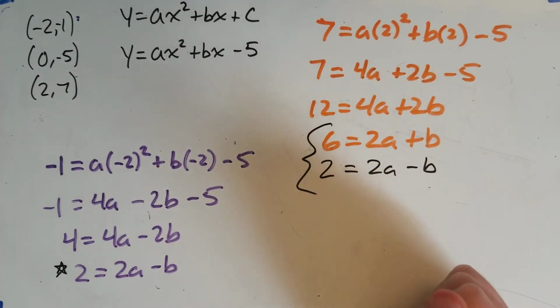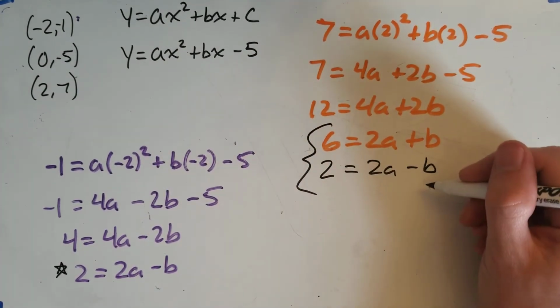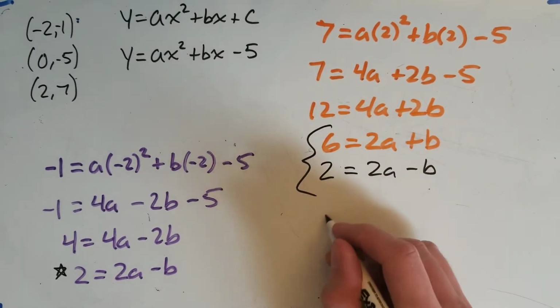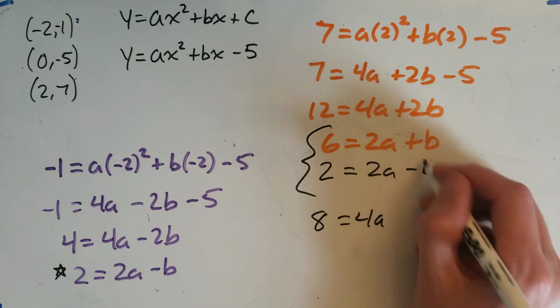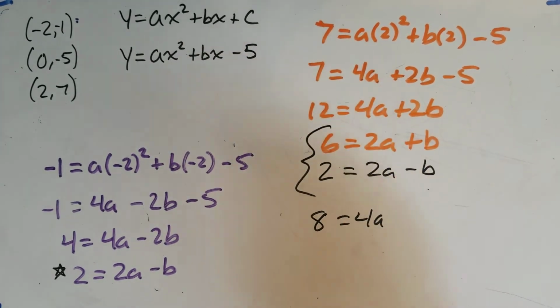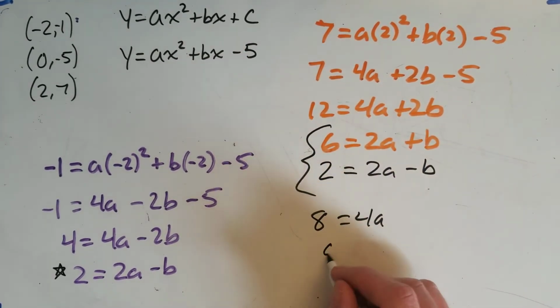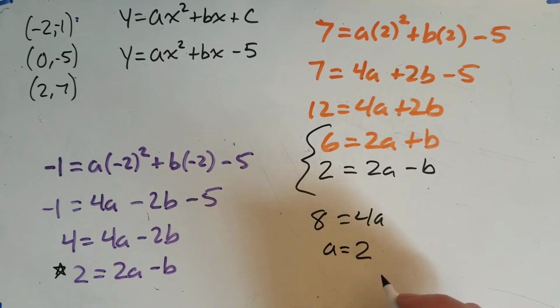And we can use elimination here if we want to. If we add, we'll cancel out the b's. So 6 plus 2 is 8. 2a plus 2a equals 4a. Negative b and positive b, when you add them together, go away. So you can divide and find out that a is equal to 2.